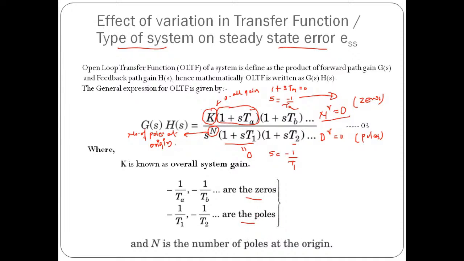Here n indicates the number of poles at origin. So this is very important. This is the general expression of open loop transfer function for a system. This you have to note down. What is K? What is 1 upon Ta, 1 upon Tb? Then what is 1 upon T1, 1 upon T2 with negative sign, and what does capital N stand for?